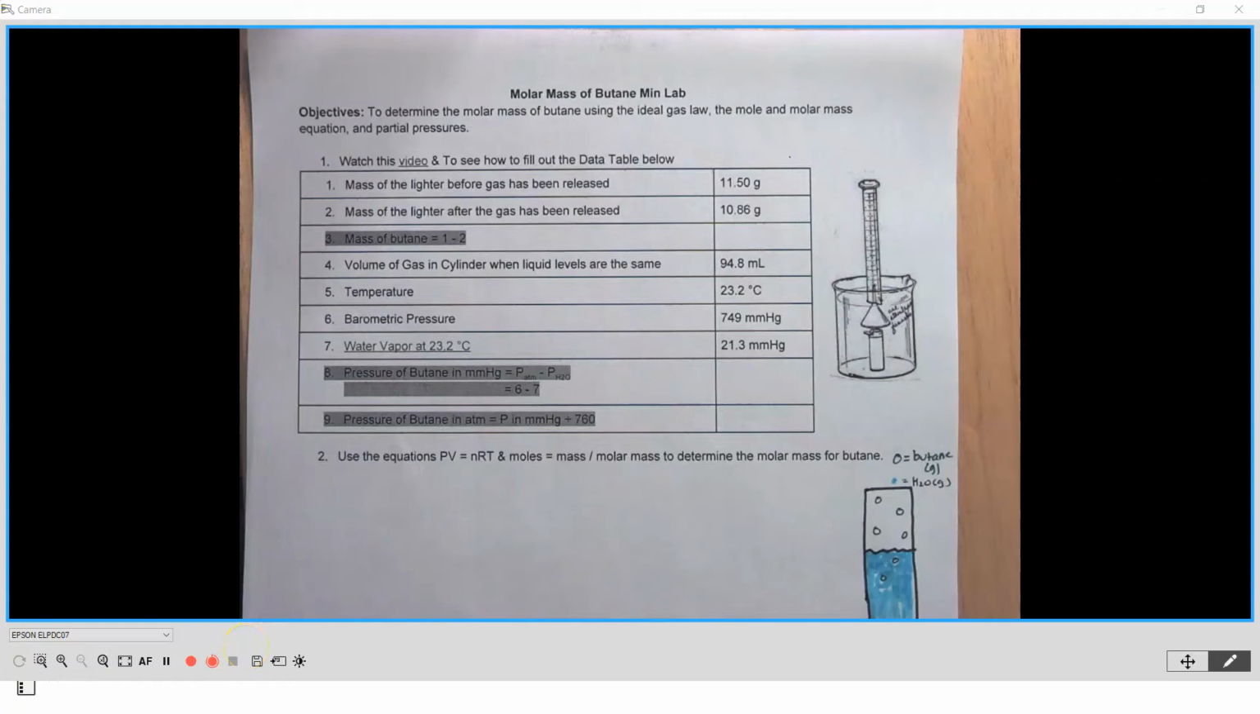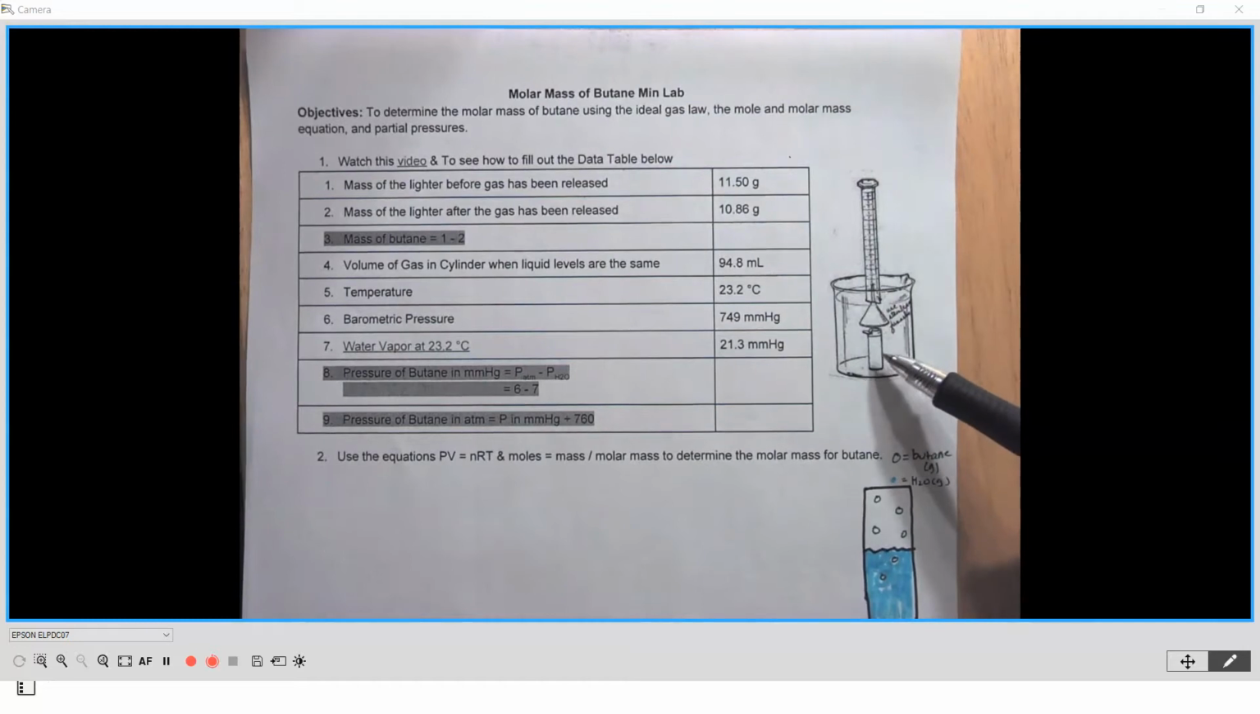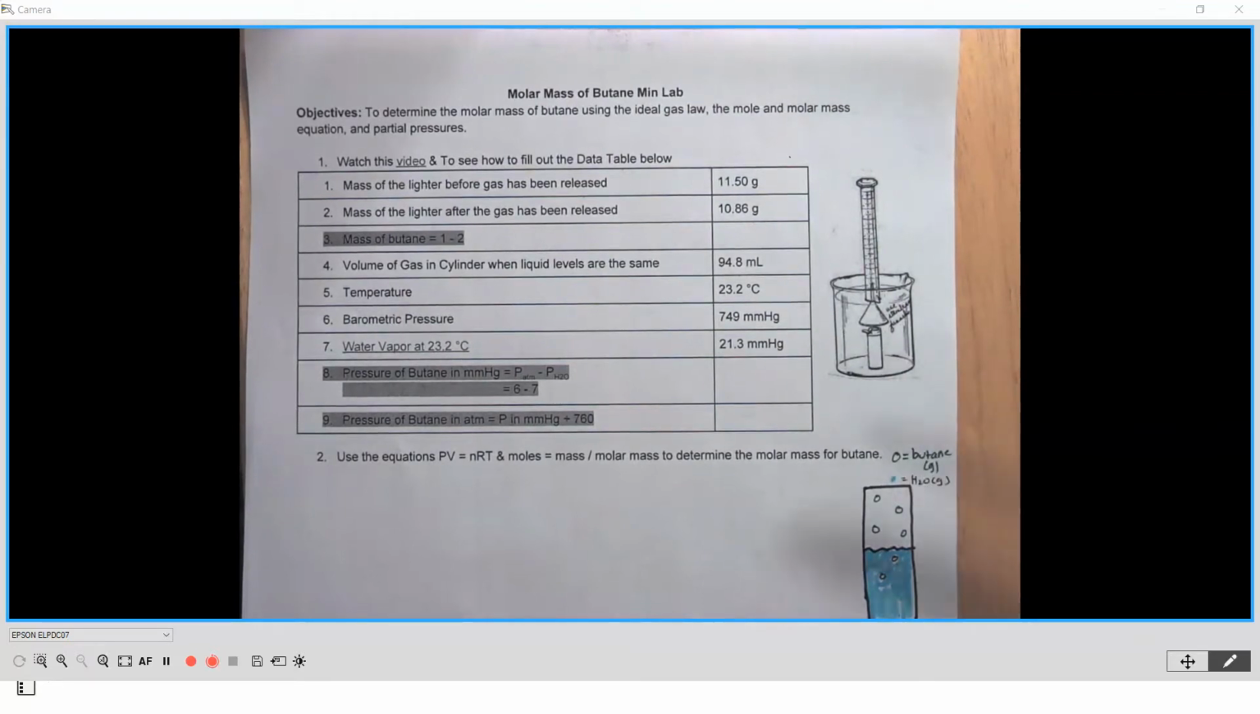Hi, and welcome to the molar mass of butane mini lab. In this lab, what you're trying to do is discover the molar mass of butane, which is a gas that's found in most handheld lighters. You're trying to find the molar mass of that gas.